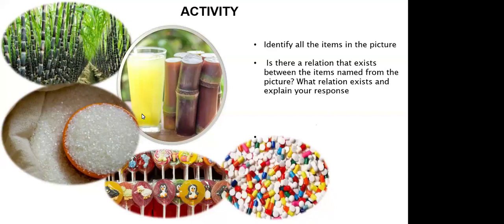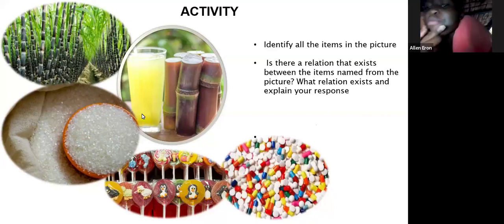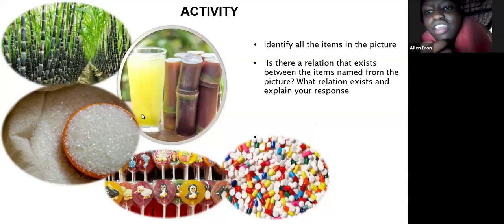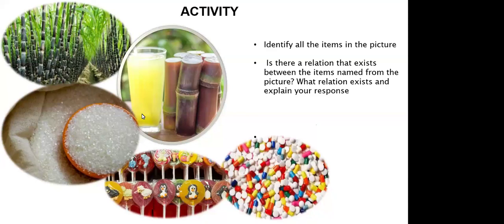Alan. Teacher, for me, what I see, they are all manufactured from sugar. Okay, all of them are manufactured from sugar. And which items are those? The sweets, the sugarcane juice, and some tablets. Okay, thank you.